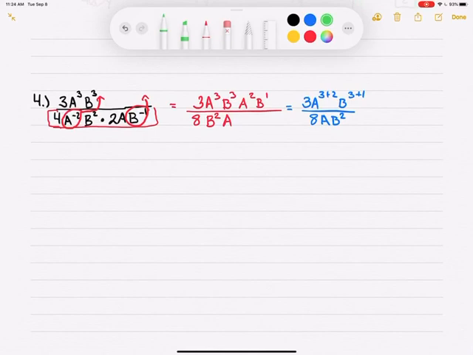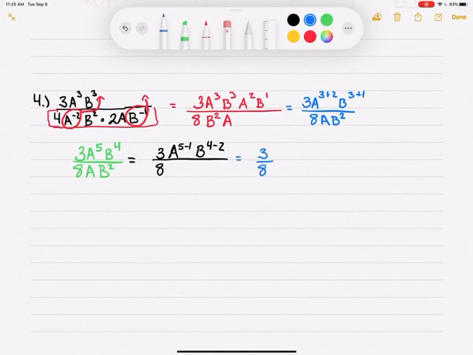So I'm going to go ahead and add my exponents. This becomes 3a to the 5th, b to the 4th, over 8ab squared. Now, if I use the quotient rule, this becomes a to the 5 minus 1 power, b to the 4 minus 2 power, which will be 3 over 8 times a to the 4th, b to the 2nd.